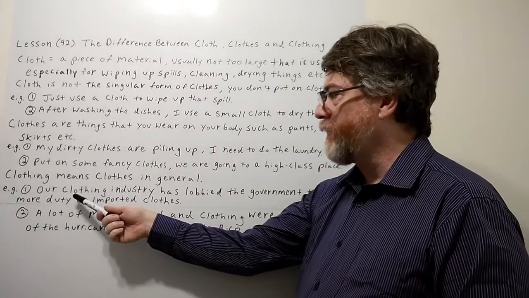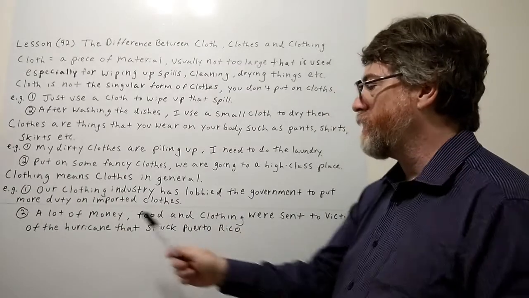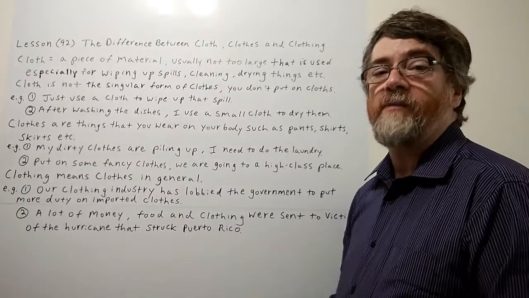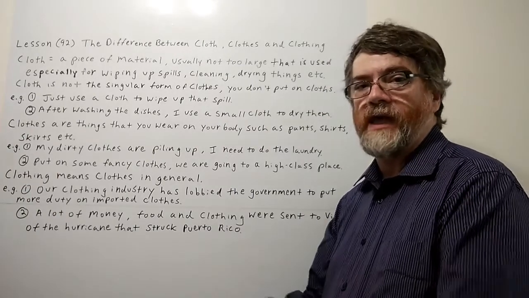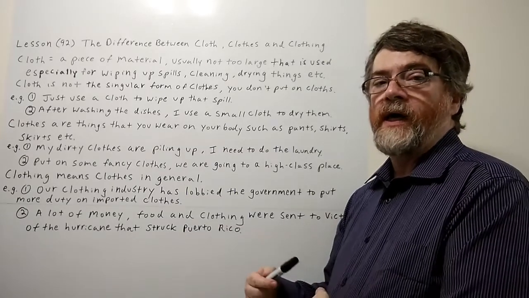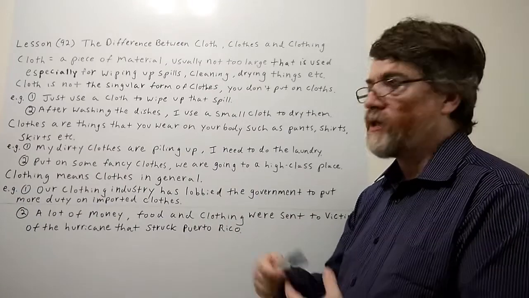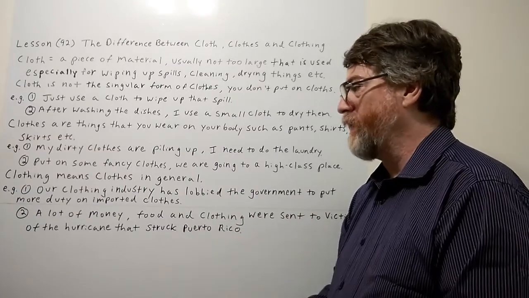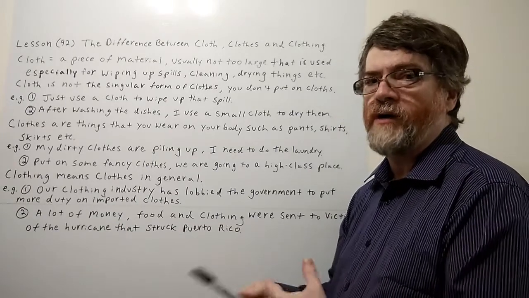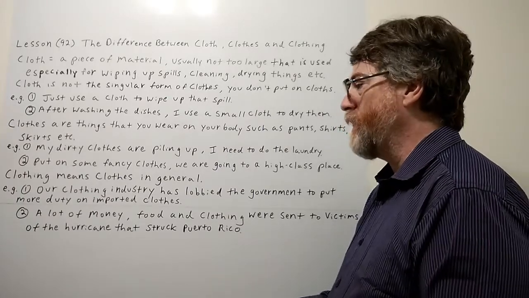Here, of course, we might use: our clothing industry has lobbied the government to put more duty on imported clothes. Maybe they don't want as much competition. They want it to be easier to sell in the domestic market. So they might want the government to put more duty on the clothes being imported from overseas that could probably be cheaper. So that's a way we would use clothing. We don't say clothes industry, we say clothing industry. So clothing is a more formal word, and it tends to be used more in a general sense.